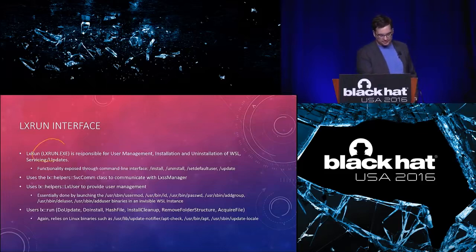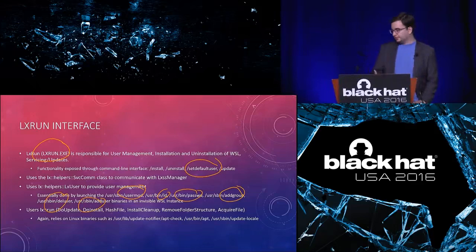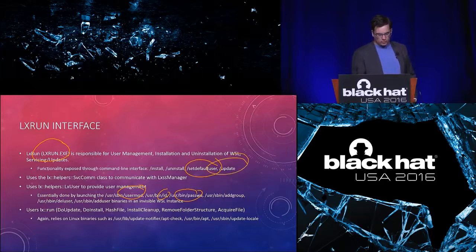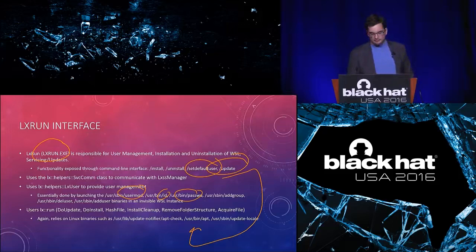So if you call lxrun set default user, this launches usermod, id, passwd, addgroup, deluser, and adduser. It actually calls the Linux Pico binaries, launching them in an invisible instance to do that work. Similarly, if you do an update, what update actually does is spin up an instance and call apt, and then it does an apt-get update for you. So this just launches the Linux apps behind your back. You could have just launched bash yourself and done an apt update if you wanted to.